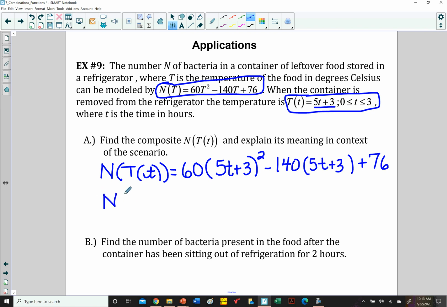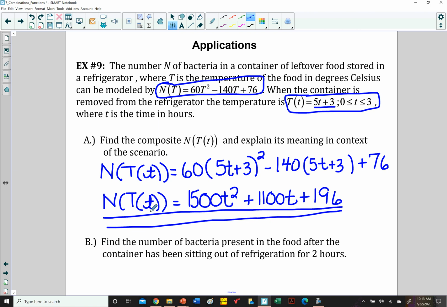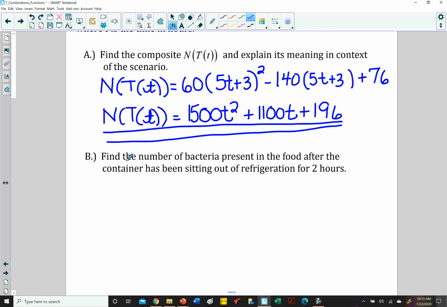And then I took my calculator and found 60 times 25 times all of this turned out to be 1,500 t squared plus 1,100 t plus 196. Okay, so what does that mean in context? That would tell us the number of bacteria present after t hours of removing a container from the refrigerator. Now, just to save time, I'm not going to write that because we're going to do it again.